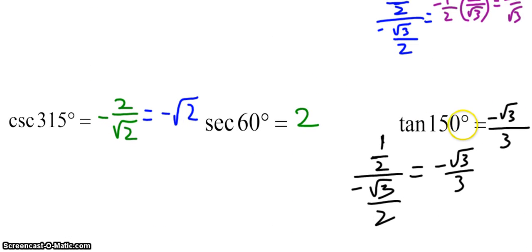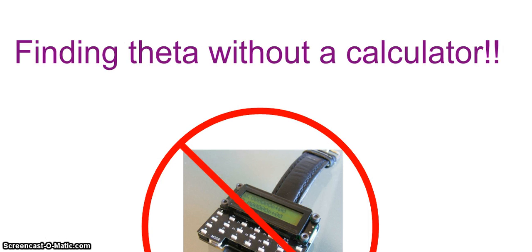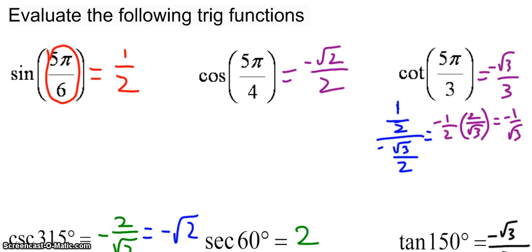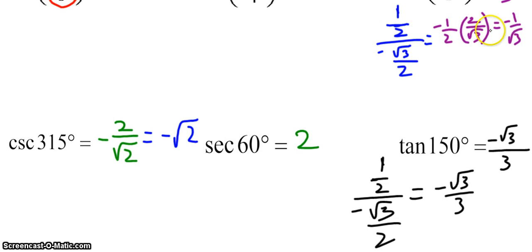And tangent of 150. 150 is right here. Tangent is y divided by x. So 1/2 over negative root 3 over 2. So now, I know it's 1/2 over negative root 3 over 2, but I know that's going to become negative root 3 over 3 because I just did that work up here in a previous problem. So I know the tangent of 150 is negative root 3 over 3.